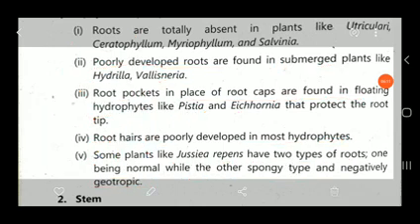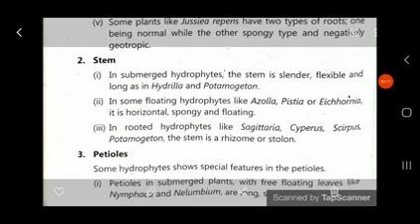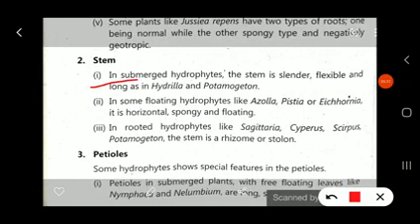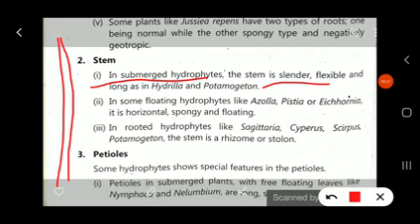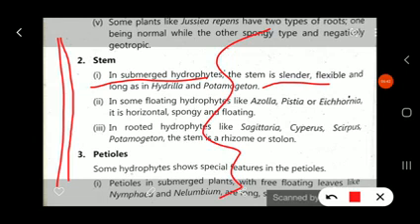And then we know next, that is the stem. As you saw the modification and adaptation in the root, now the stem: what type of adaptations are found in the stems? First of all, in submerged hydrophytes, submerged meaning totally in the water, the stem is slender. As you see, the stem is very slender, like this. Flexible, these can easily flex, and long, having a long length, as in Hydrilla and Potamogeton. These are the examples where the stem is slender, flexible and long.